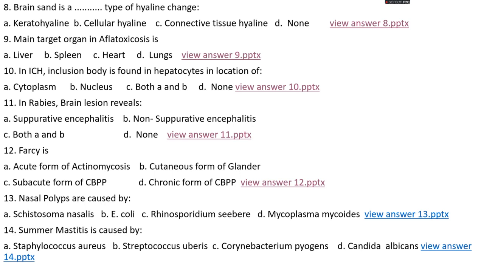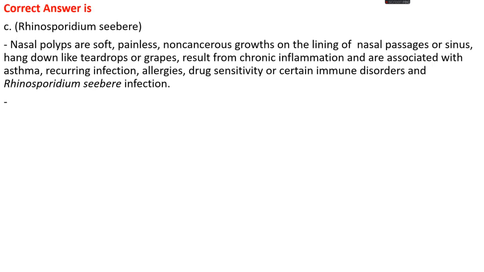Question number 13. Nasal polyps are caused by option A, Cystosoma nasalis, option B, E. coli, option C, Rhinosporidium seeberi, option D, Mycoplasma mycoides. The right answer is option C, that is Rhinosporidium seeberi.